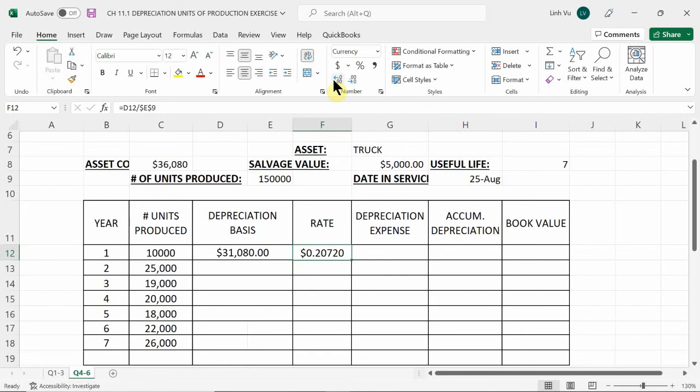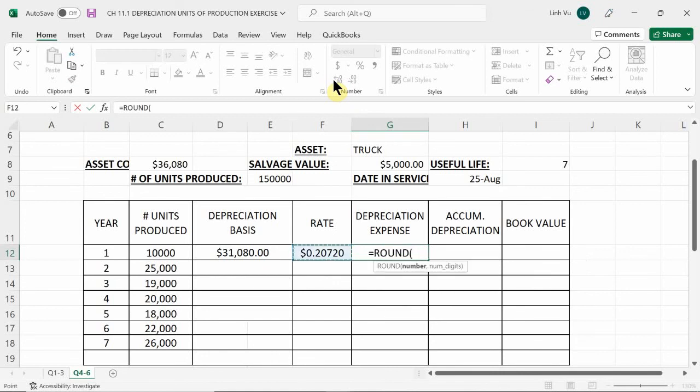Okay, I got 0.2072. Good. All right. So if I drove for the first year 10,000 miles, how much is my total depreciation expense for the first year? Round to the nearest penny.